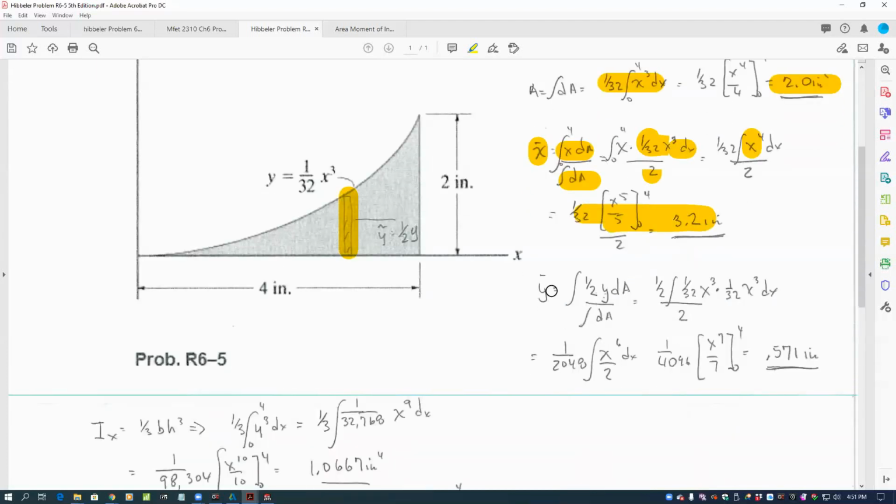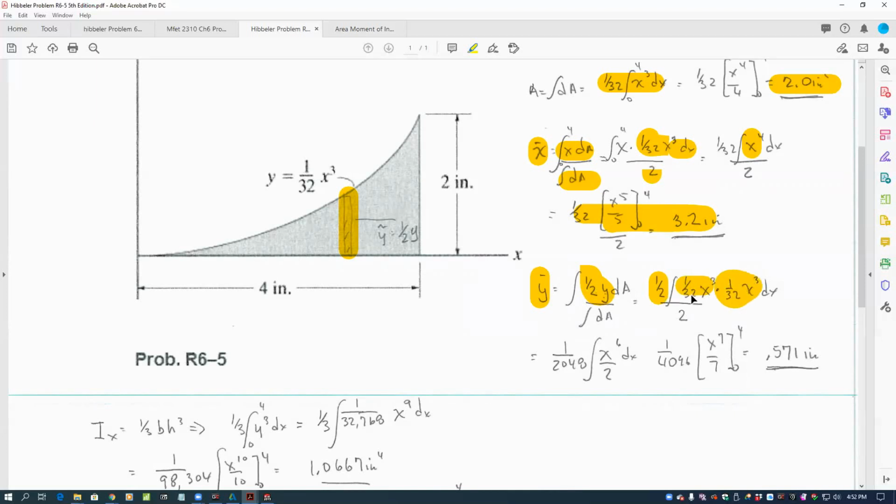Our y bar, now if we notice that the centroid of this element is 1/2 of y, right through the centroid here, it's 1/2 of the height of y. So in this case, we have to say 1/2 of y, because we're looking for the centroid of the shape. And of course, we need to integrate this using our y tilde, if you will. So we say 1/2 of y dA, move 1/2 out, and y is again 1/32 x cubed. And then dA again is y dx, and convert y in terms of x.